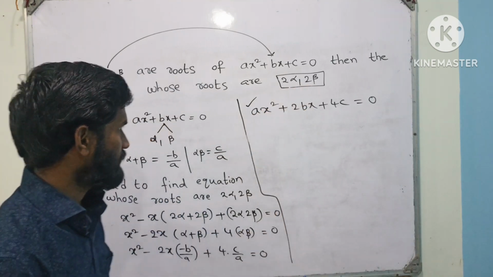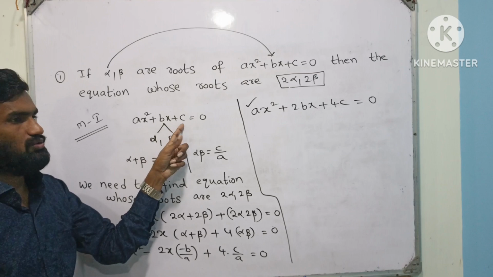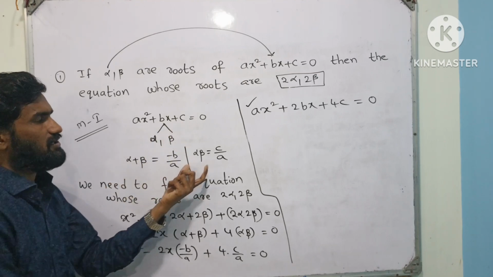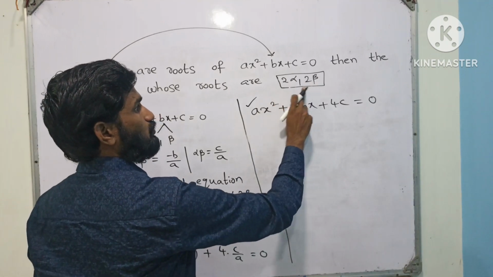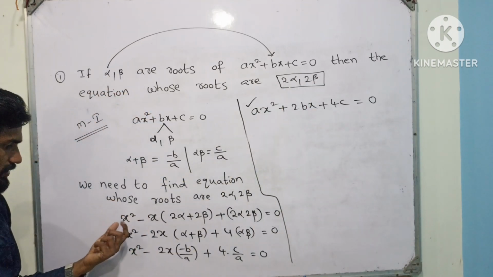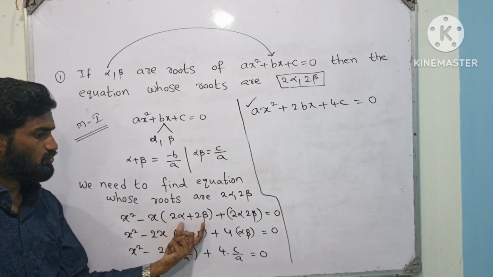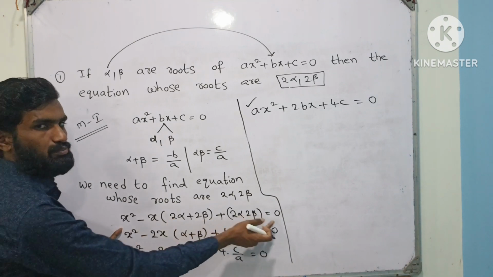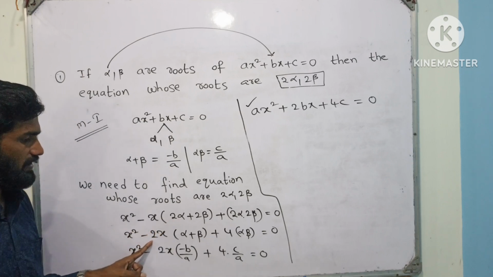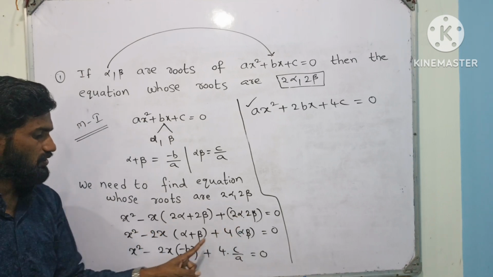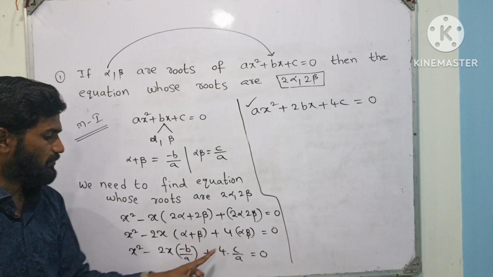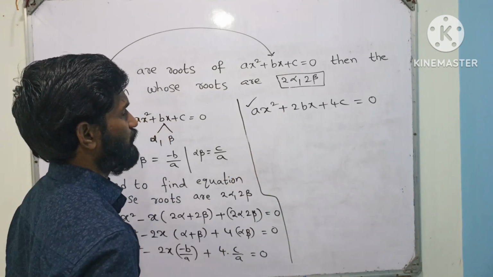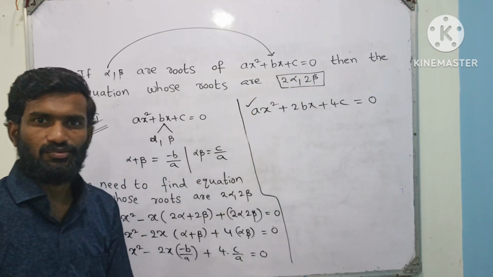Okay, very easy. Ax square plus bx plus c, roots are alpha comma beta. From this we can get alpha plus beta and alpha beta. But we need the equation whose roots are 2 alpha, 2 beta. So x square minus x into 2 alpha plus 2 beta plus 2 alpha into 2 beta. That is x square minus x into sum of roots plus product of roots. From this I have taken 2 common, and 2 into 2 is 4. We know alpha plus beta and also alpha beta, so I have substituted and I got this one. This is the required equation whose roots are 2 alpha comma 2 beta.